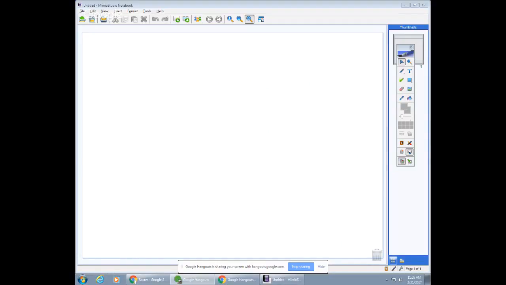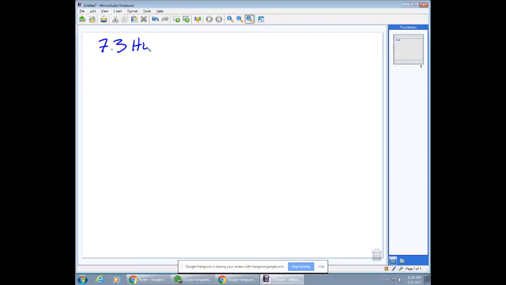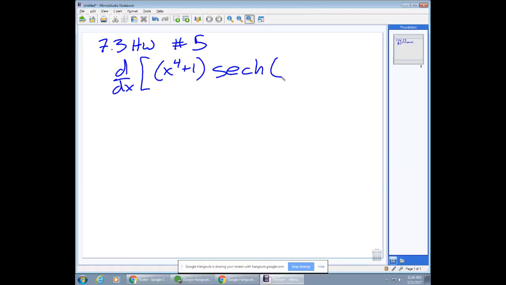Request for a problem. Which one was this one? Number 5 in the homework. So this was the 7-3 homework, number 5, and we are asked to differentiate x to the 4th plus 1 times the sech, the hyperbolic secant, of twice the natural log of x.